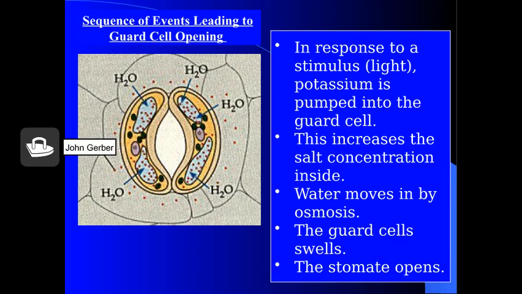Guard cells fill with water and open the stomate when potassium ions move in from the surrounding cells. When light hits the guard cells, they swell and the stomatal pore appears. Water pressure keeps them open.